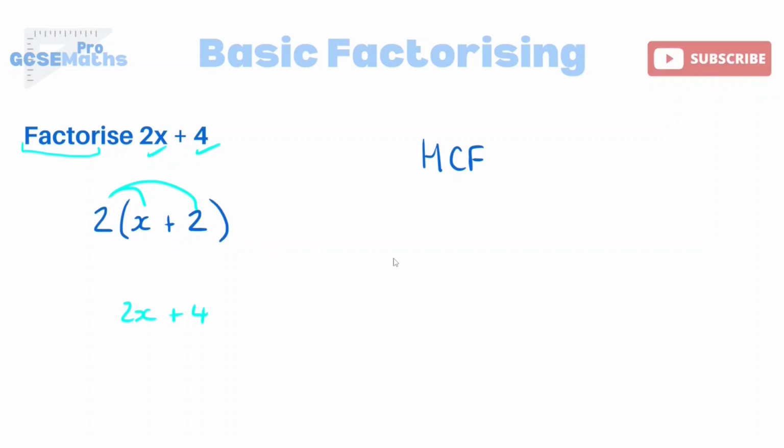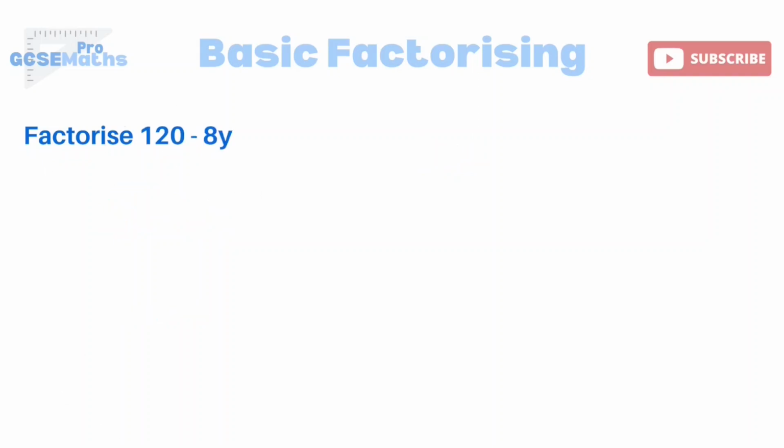So factorising is literally just looking at the terms you have, finding the highest common factor between all of them, and pulling that out on the outside. Then just figuring out, okay, what do I then need to multiply that by to get back to my original in the question? So let's try a few more.